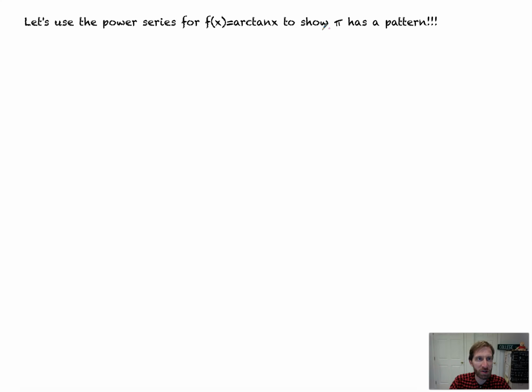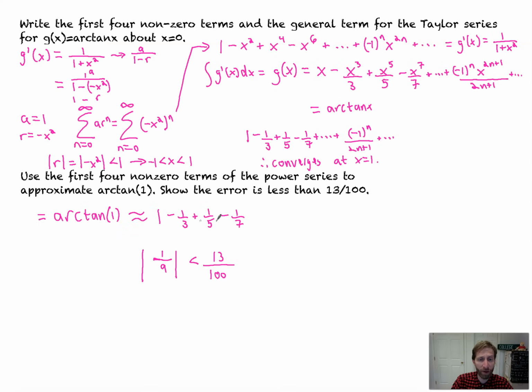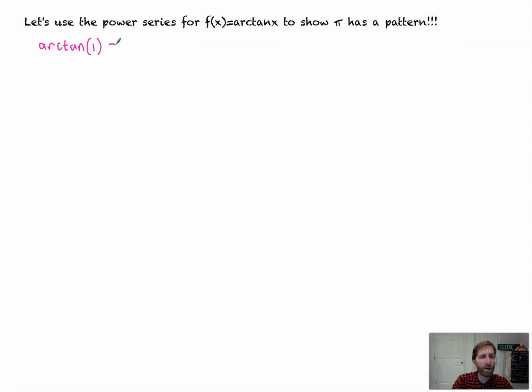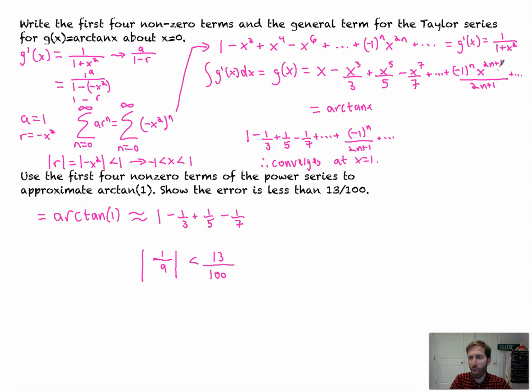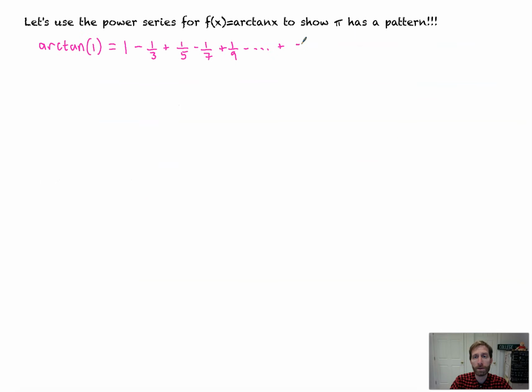Now let's use our result. So what we just found out is we have that the arctan of 1, going to the last page, is this pattern right here. So the arctan of 1 is equal to 1 minus 1/3 plus 1/5 minus 1/7 plus 1/9 minus, and then we just use our pattern here. Remember that all we're doing is plugging in 1 into this, so that becomes 1, negative 1 to the n over 2n plus 1, and so on and so forth. That is the arctan of 1.